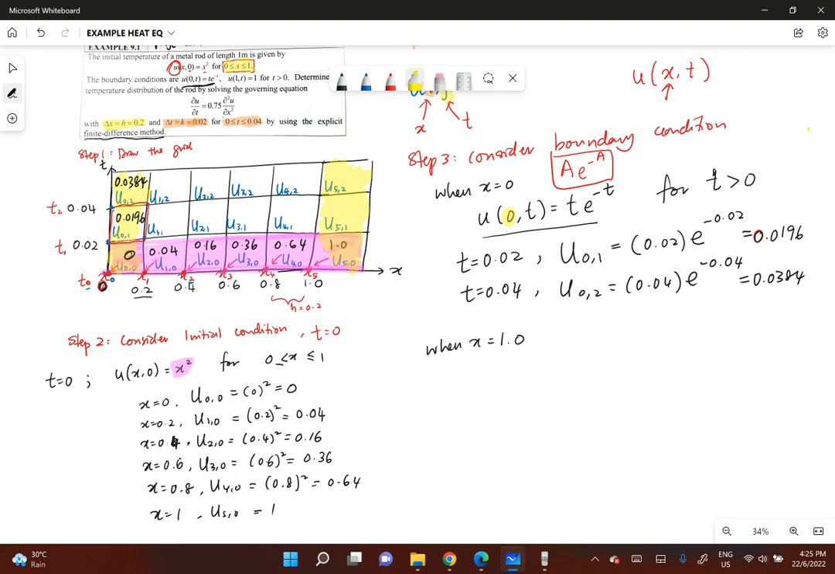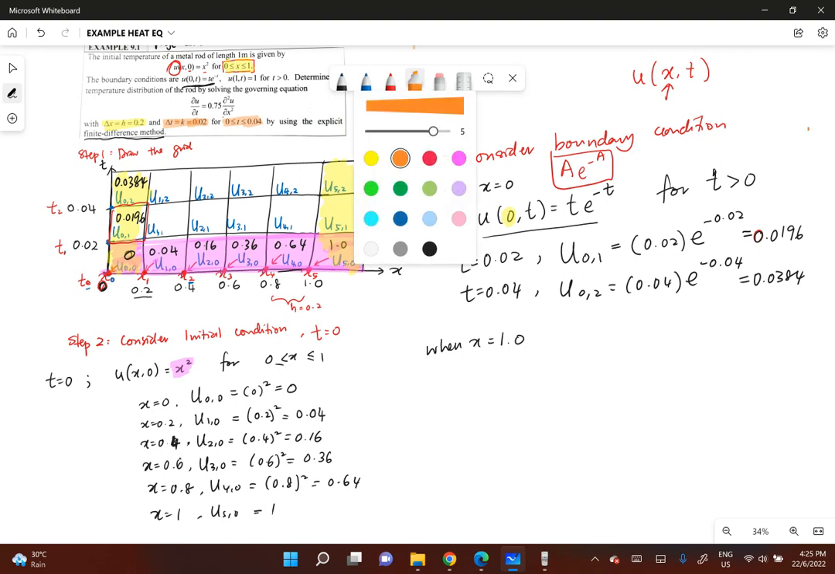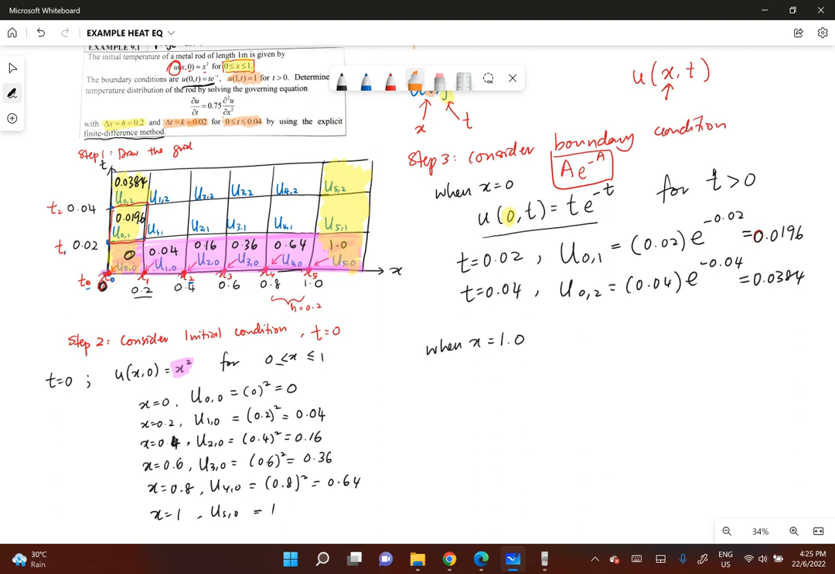So in here, the formula is given. This one is said that when x is 1, that means for all the values of u is equal to 1. See? It's right here. u(1,t), it doesn't matter the value of t, all become 1. So that means this one is 1, this one is 1.